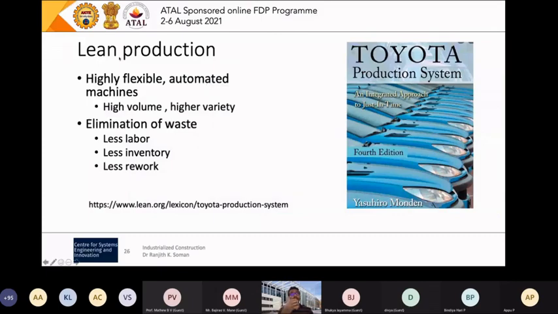Then we have highly flexible and automated machines, so we're getting high volume and high variety, with less labor, less inventory, and less rework. And this is the place where they came up with really special tools. Every process has a special tool which reduces the effort on the person who's assembling as well as increases the quality, because there are torque wrenches which apply just the correct torque, so the product doesn't get destroyed.